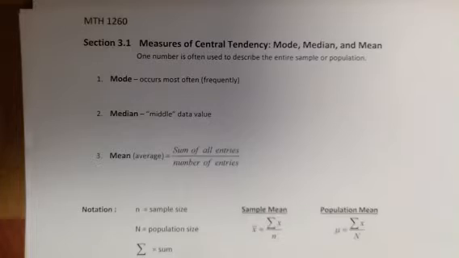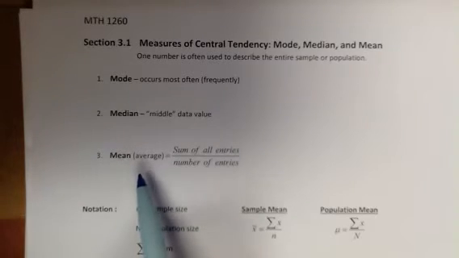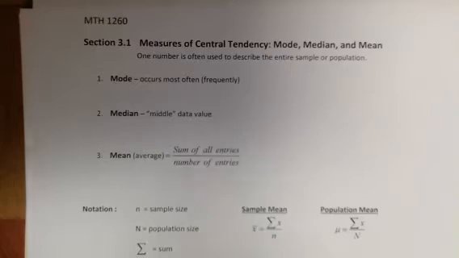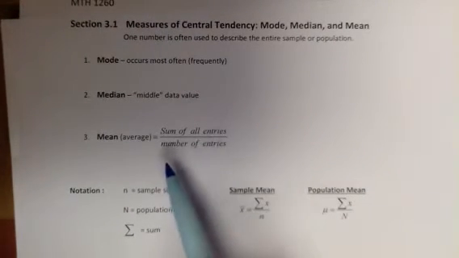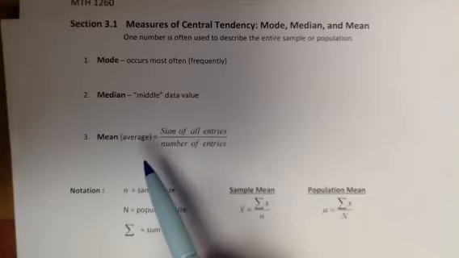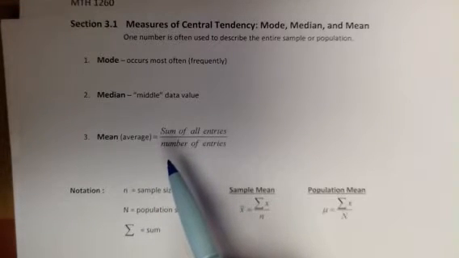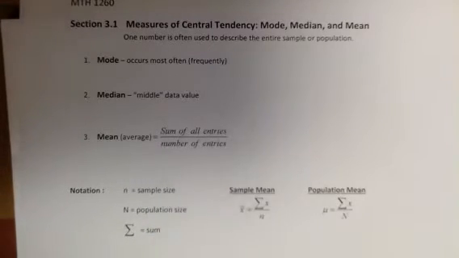So the mean is one you are probably most familiar with, as it deals with the average. The way we calculate the mean or the average, some of you already know this. If you were going to calculate the average age of all the students in this class, we would add up all the ages of the students in our class and divide it by how many students there are. That would give us the average age.